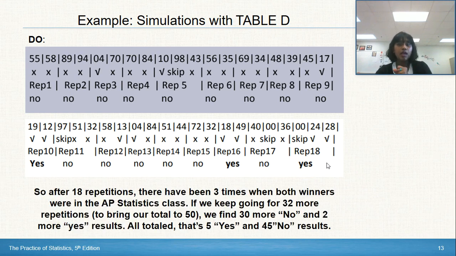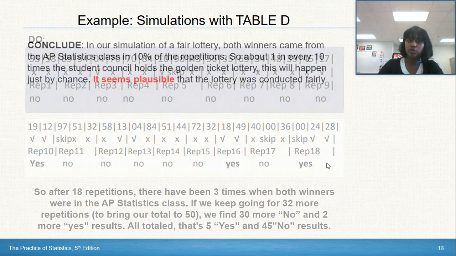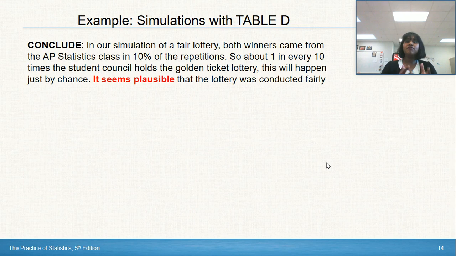So if we kept on going, and I think they did a total of 50 repetitions, they got a total of 5 yeses and 45 nos. Well, so do you think that it was fair? If 5 different instances of random numbers gave me 2 AP students winning the golden ticket lottery at the same time, then is it plausible?